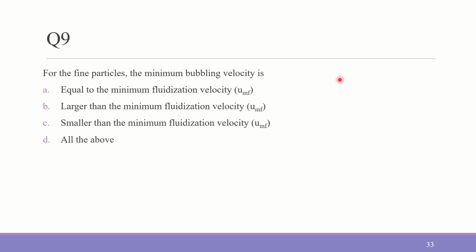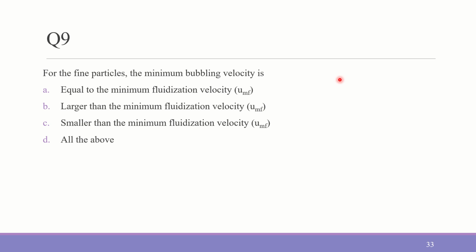So in this particular question we are asked for finer size particles what is the relation between the minimum bubbling velocity and minimum fluidizing velocity. Minimum fluidizing velocity is the velocity at which the bed packs in the loosest state, and we can say that once the velocity is exceeded, the pressure drop remains constant and the solid starts to move.